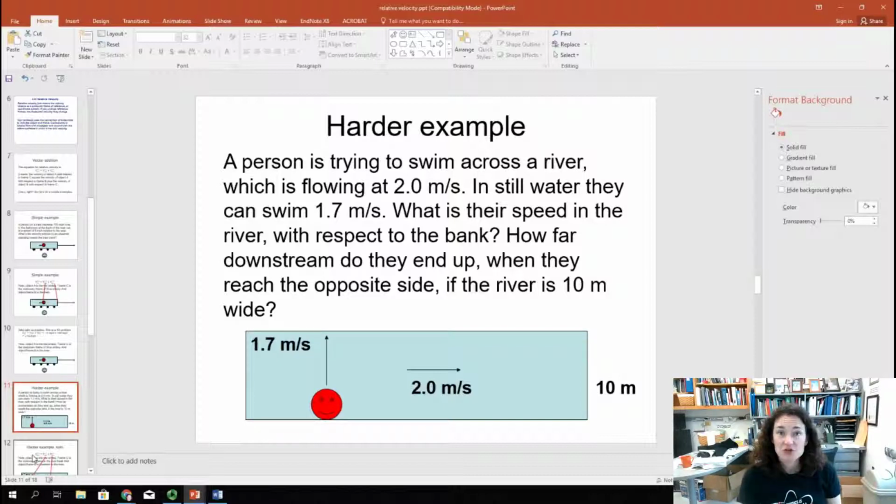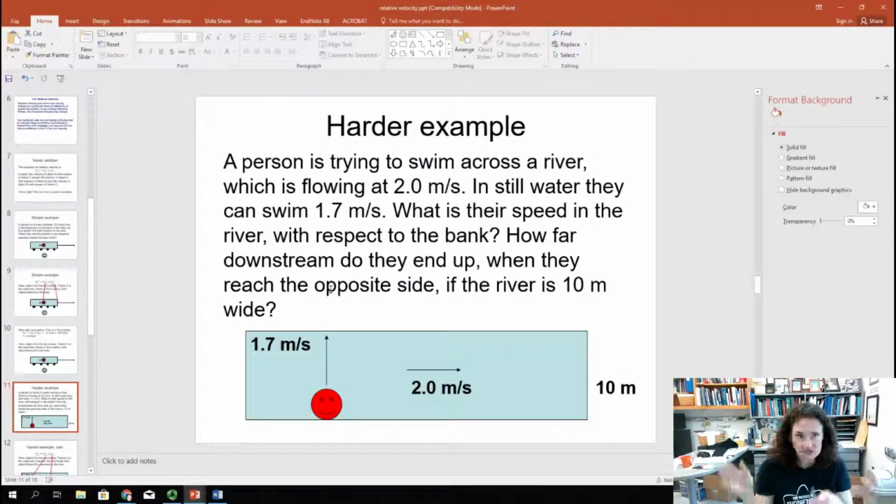Okay, so I've drawn myself a picture to help us visualize this problem. If they're swimming across the river, then I'm going to assume that their velocity is perpendicular to the river's flow. So here I've shown downstream as the plus x direction. So I've shown the water as traveling 2 meters per second, and that's what that arrow there indicates, 2 meters per second to the right. Now, the 1.7 meters per second, that's straight across the river. So that's the direction the person is trying to swim, okay, straight across the river.